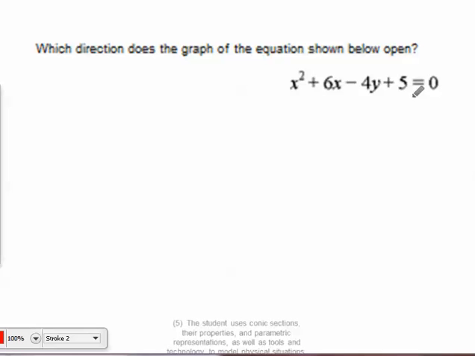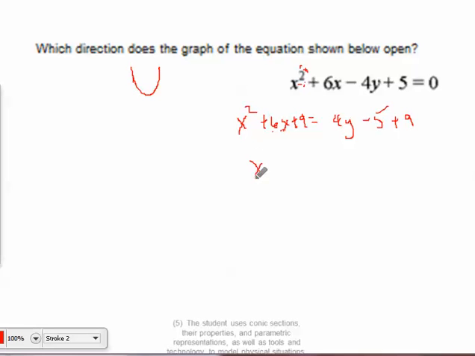What direction does this one point? Well, it's x squared. That tells me it's a vertical parabola. And since it's a positive x squared, it probably points up like that. Cool? So let's see if I can't work this out real quickly. So I'm going to get x squared plus 6x equals 4y minus 5. I'm looking for what I'm going to use to square this. So 6 divided by 2 is 3. 3 squared is 9. So plus 9 plus 9.